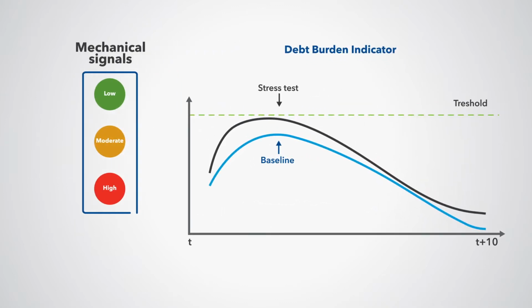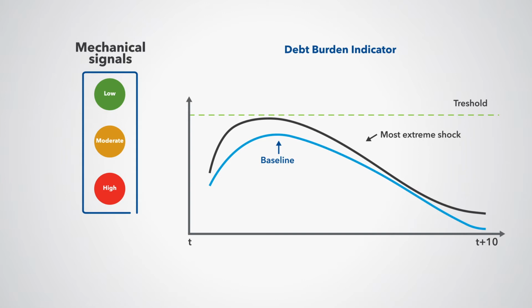Among the many stress test scenarios that can influence mechanical signals, the LIC DSF picks signals from the most extreme shock, which is defined for each debt burden indicator as the shock that produces the highest value of that indicator in any of the first 11 years. Mechanical signals can be easily identified through charts.